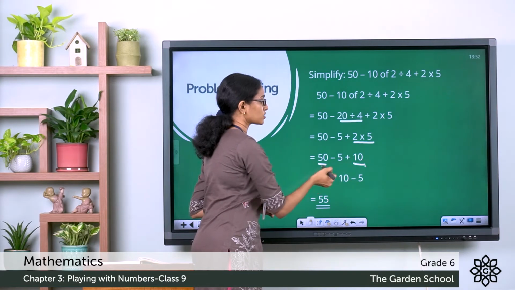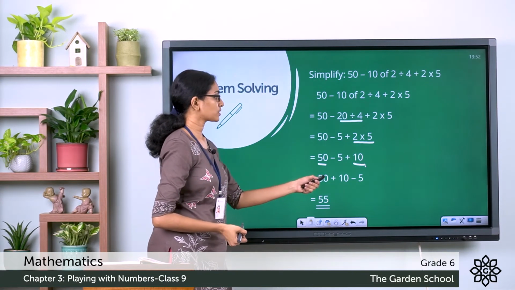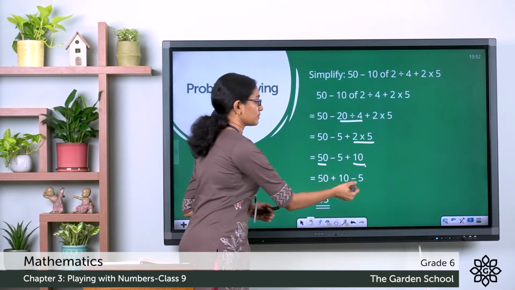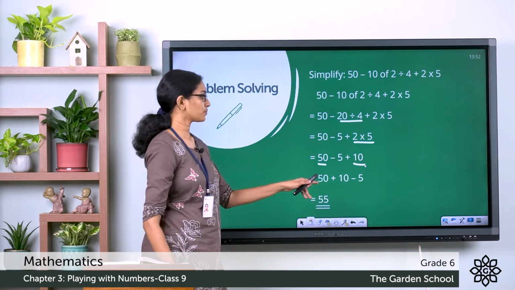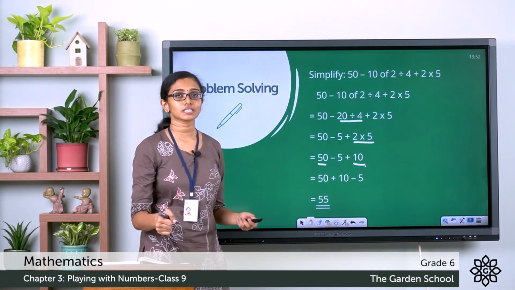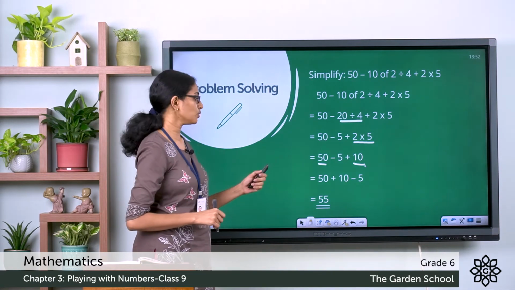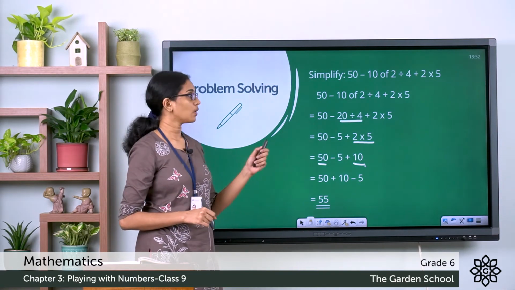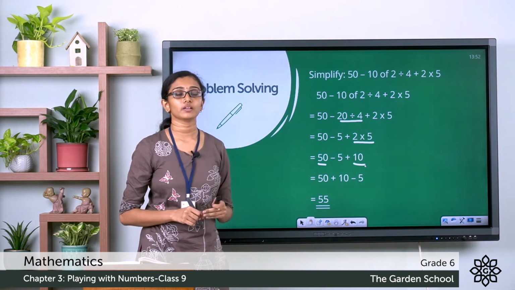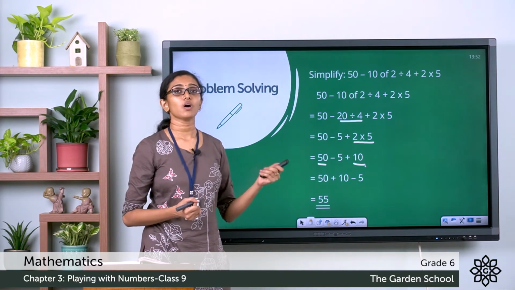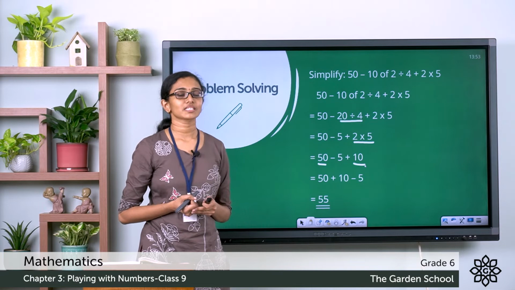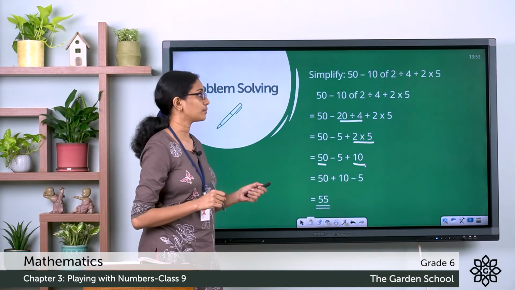So we are bringing these two together. So it becomes 50 plus 10, then minus 5, which is equal to 50 plus 10 equals 60. 60 minus 5 equals 55. So the final answer is equal to 55. This is how you solve a statement using the BODMAS or the ODMAS rule. So hope this is clear to you. We'll see one more example.